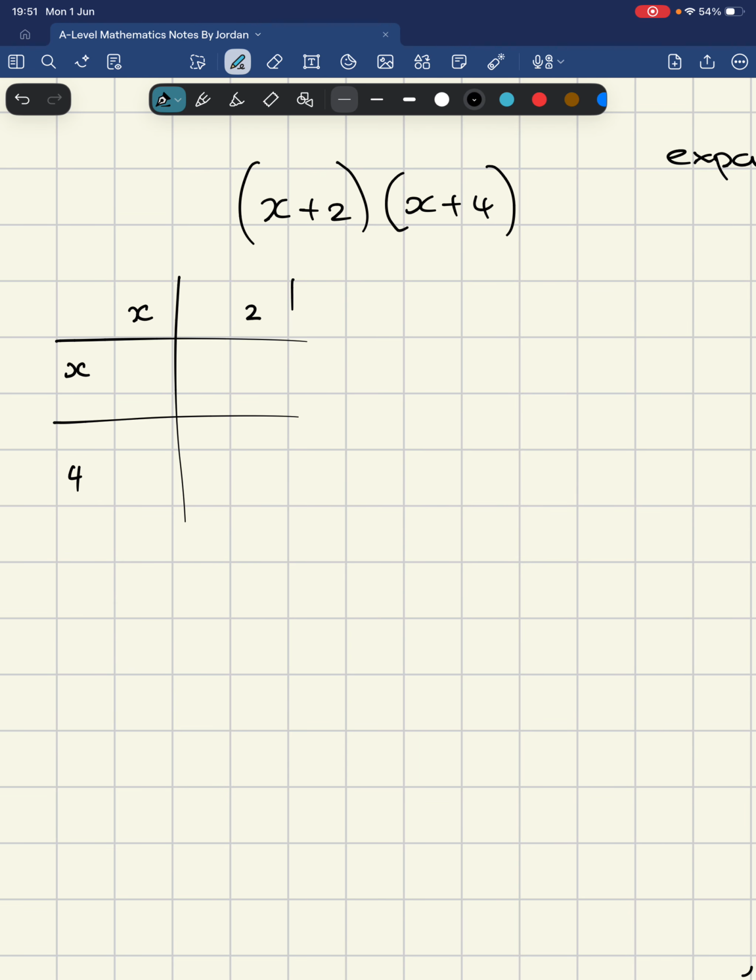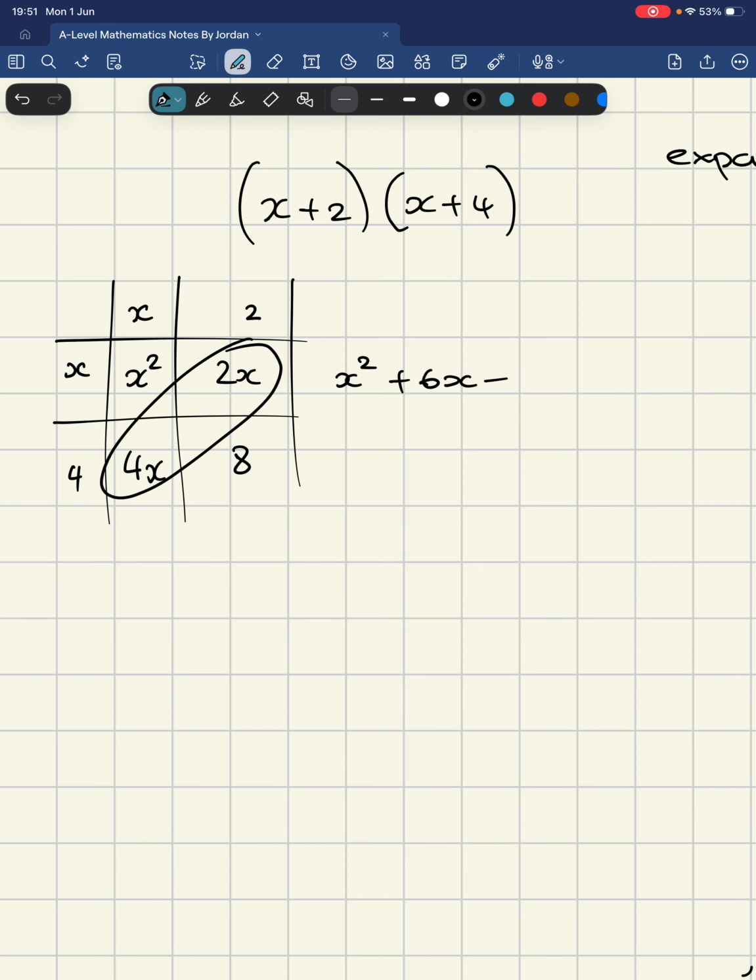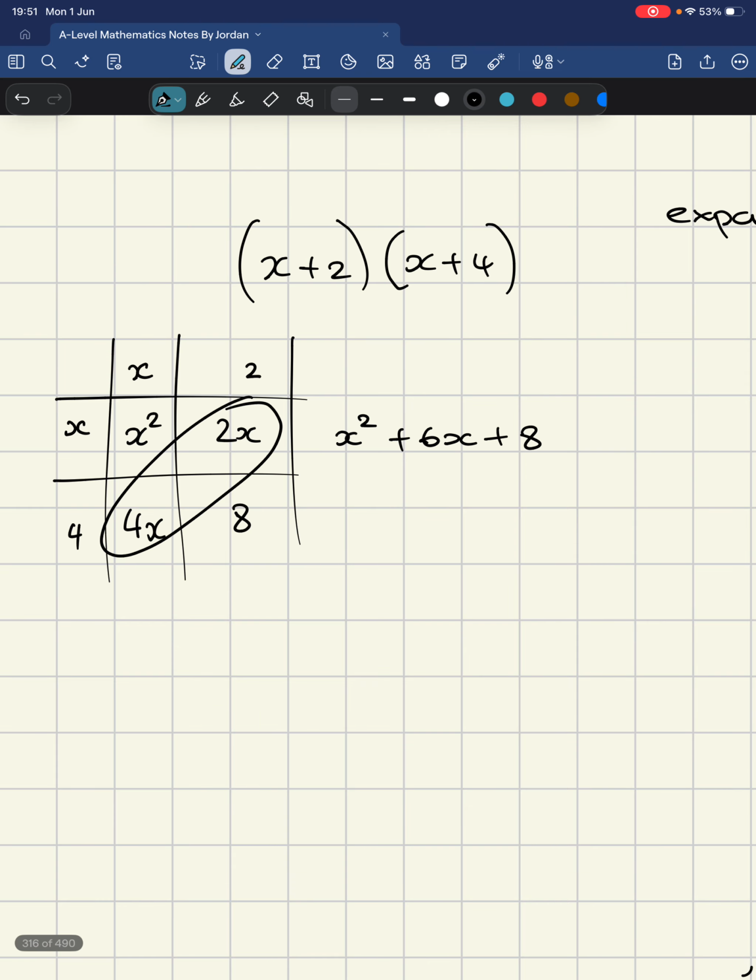So we have x times x here, which gives us x squared. We have 4 times x here, which gives us 4x. 2 times x here, which is 2x. And we have 2 times 4, which is 8. We put this all together, which gives us x squared. We have these two here, which need to be added, which gives us 6x plus 8. And that is how we could expand that.